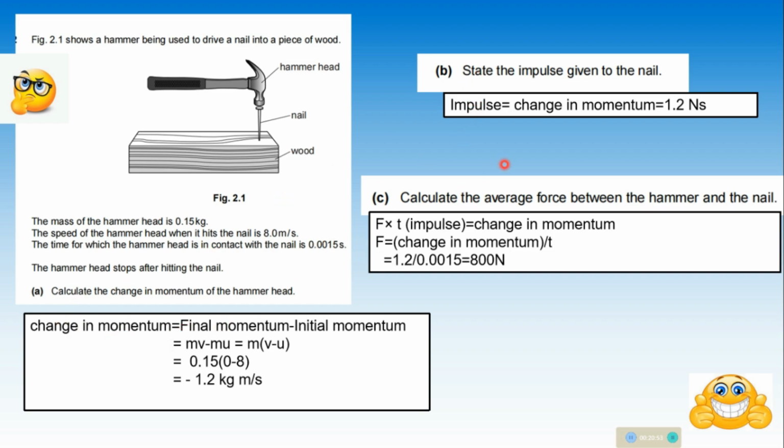Calculate the average force between the hammer and the nail. So again, impulse is force multiplied by time, which is equal to change in momentum. So force will be change in momentum divided by time. Change in momentum is 1.2, time is 0.0015. This is the time for which the hammerhead is in contact with the nail. So it is 800 Newton here.